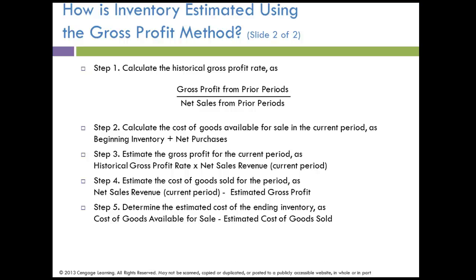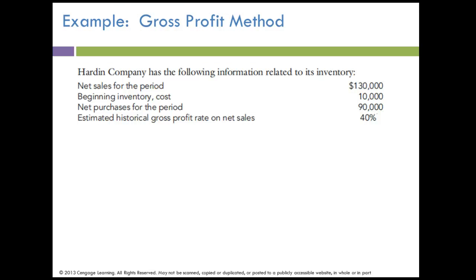From there, how we'll determine our ending inventory, we'll take all the cost of goods available for sale, again, our beginning inventory plus all our purchases, and we'll subtract from that our estimated cost of goods sold. From there, that will be our ending inventory. Here we go. So Hardin has the following information. We've got net sales of $130,000, beginning inventory at $10,000, net purchases at $90,000, and historically a profit rate of 40%.